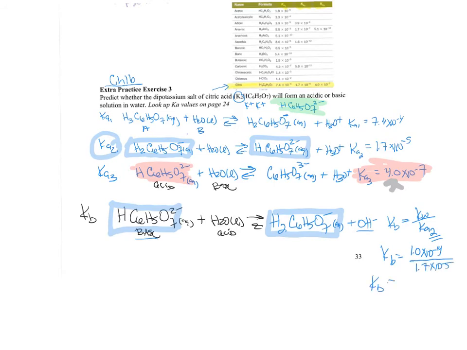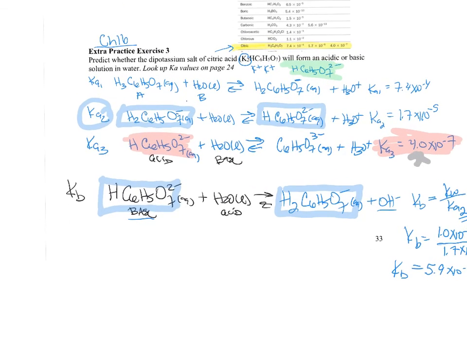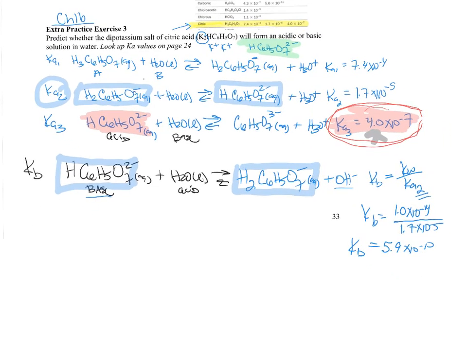So in this case, Kb equals, so on the calculator, got to type in 1 times 10 to the negative 14th divided by 1.7 times 10 to the negative 5th. Enter. And I get 5.9 times 10 to the negative 10th. So now what I need to do, I know that if HC6H5O7 2 minus acts as an acid, I have a Ka of 4 times 10 to the negative 7th. If it acts as a base, I have a Kb of 5.9 times 10 to the negative 10th.